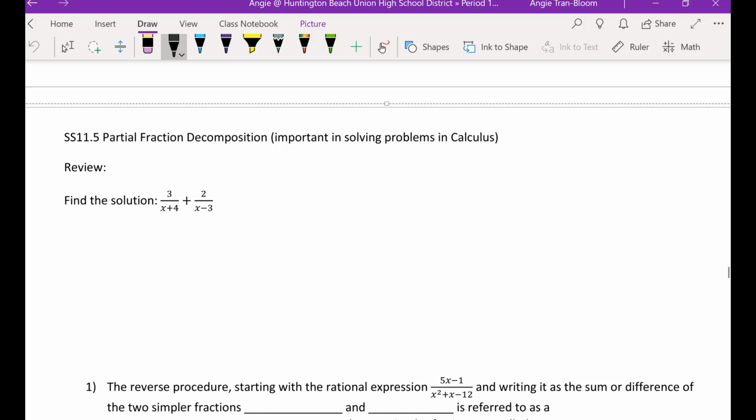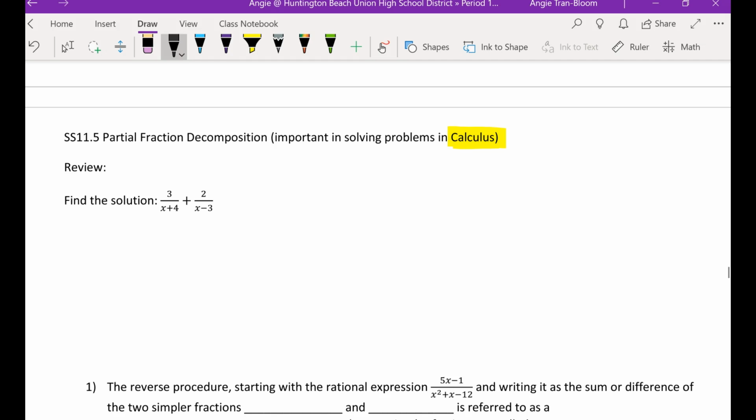Hey guys, all right, so this is the beginning of 11.5. Now, 11.5 is ultra important for you guys next year in calculus. Okay, now let's just review really quickly.